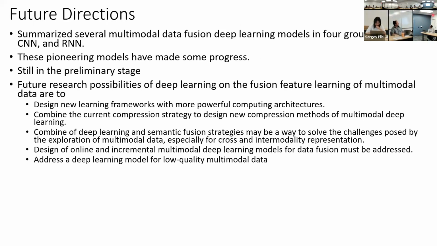So in this paper, they summarize several multimodal data fusion deep learning models in 4 groups: DBN, SAE, CNN, and RNN. These models have made some progress, but most of the existing models first use a deep model to capture private features from each modality, transforming the modality-specific raw representation into a high abstraction representation in a certain global space. Then the abstract representations are concatenated into a vector that represents the global representation of the multimodal data.